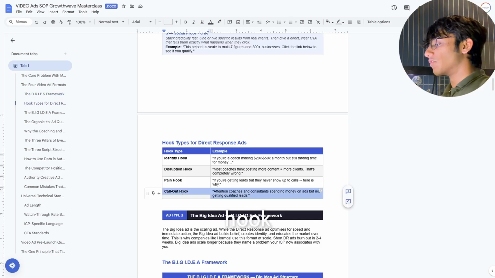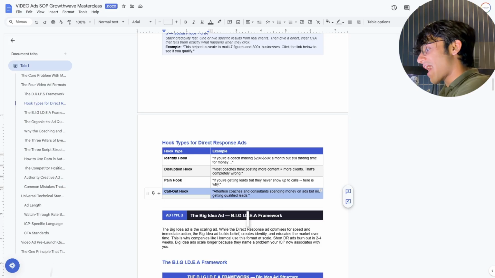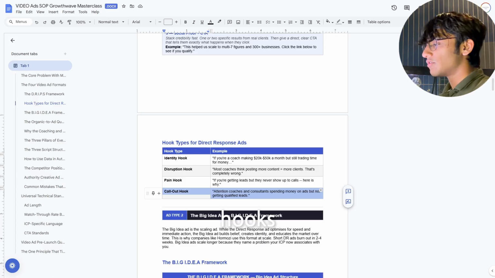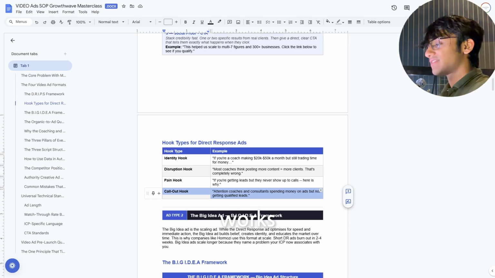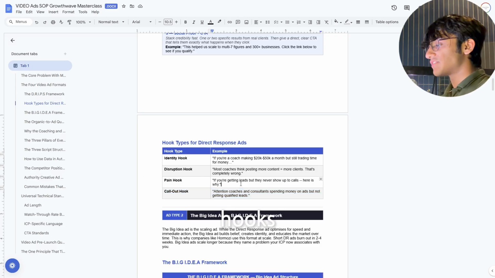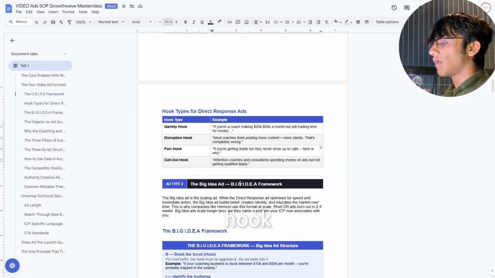One of the worst hooks is a call out hook, but it works. I hate call out hooks, especially in direct response ads, because it makes it so evident that you're running an ad. But it works. That's why it's there. So if you want to use it in your niche and it's working, it's a very easy hook to put in. You can go ahead and do it. But if not, then you have these three hooks right here, which do 10 times better than a call out hook. Right.